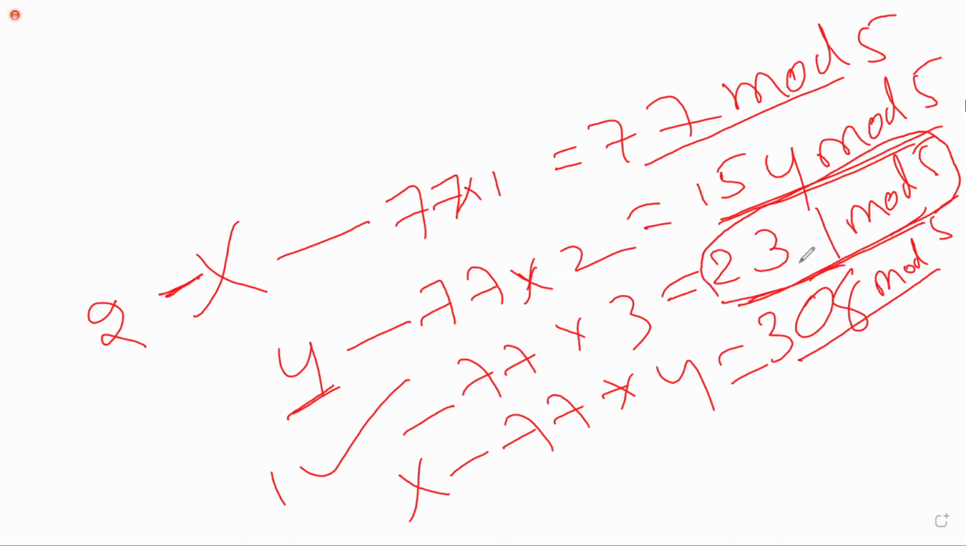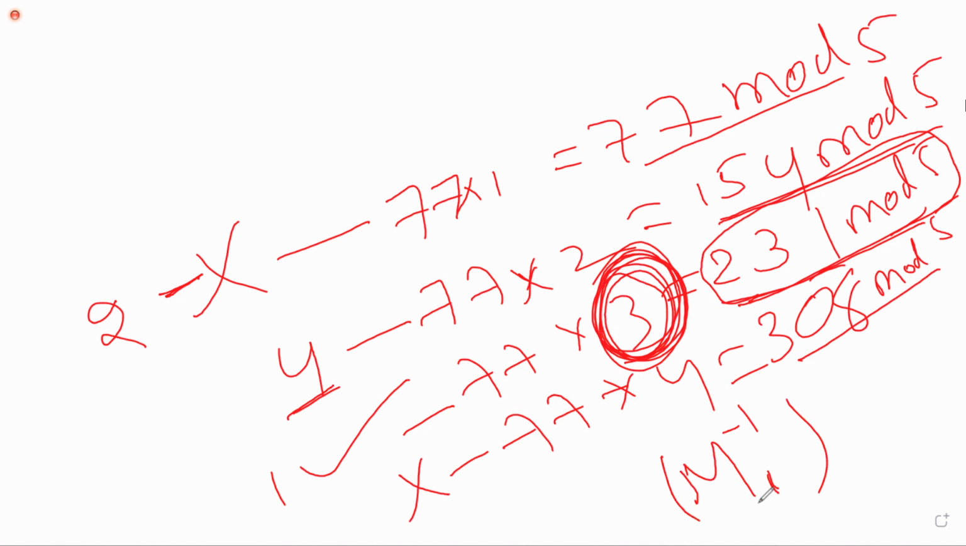231 mod 5 gives 1. So what is the X value? This is the multiplicative inverse of M1, where M1 is 77. The multiplicative inverse of 77 is 3 under mod 5. Did you understand? Yes, ma'am. So we got 3.